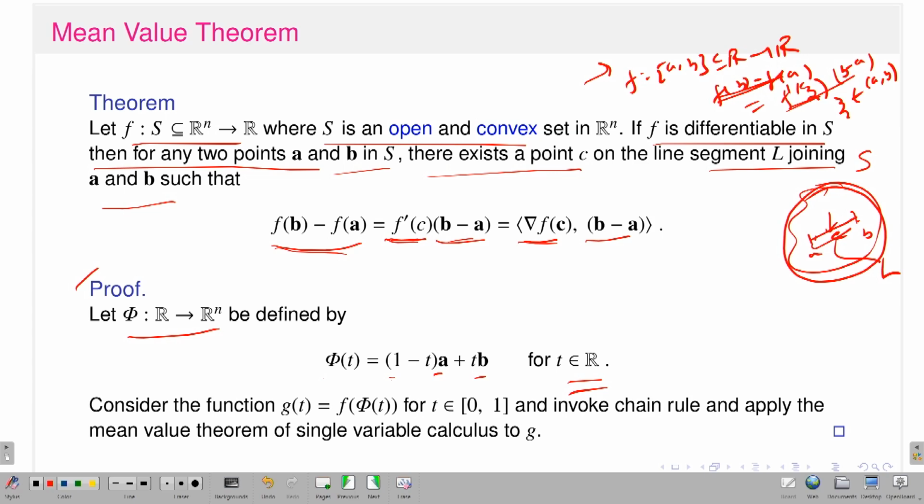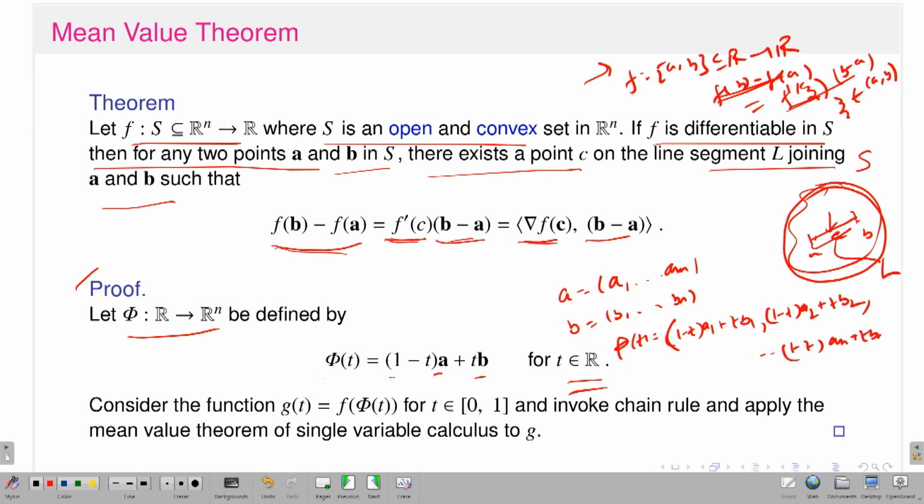Suppose you write A equal to (A1, A2, ..., An), right, and B equal to (B1, B2, ..., Bn). Then what is phi of t? Phi of t is nothing but (1 minus t) times A1 plus t times B1, comma, (1 minus t) times A2 plus t times B2, and up to (1 minus t) times An plus t times Bn. So phi of t is a function from R to Rn.